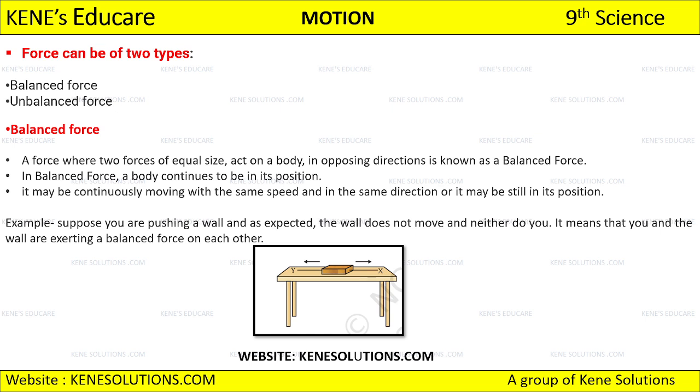If you can't give a proper definition of it, like if you can see the definition has been given as a force where two forces of equal size act on a body in opposite direction. What is going to happen? A force where two forces of equal size act on a body in opposite direction is known as balanced force. So even if you haven't revised it, you would be able to write this definition.